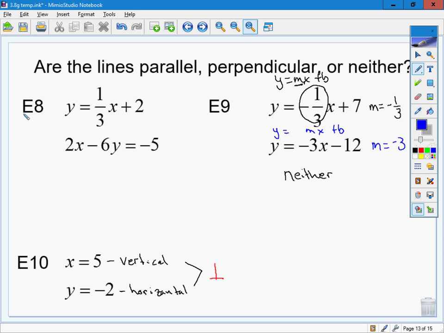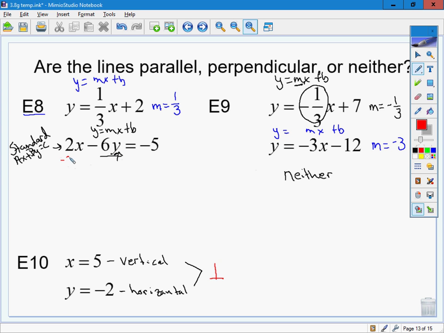Now I'm going to go back to example 8. This first part is easy because it's in the right format, y equals mx plus b. So it's easy to identify what m is. m is 1/3. The second equation is actually in standard form. Standard form says ax plus by equals c. I want to put it in slope-intercept form, y equals mx plus b, which means I have to do everything I can to get this y by itself.